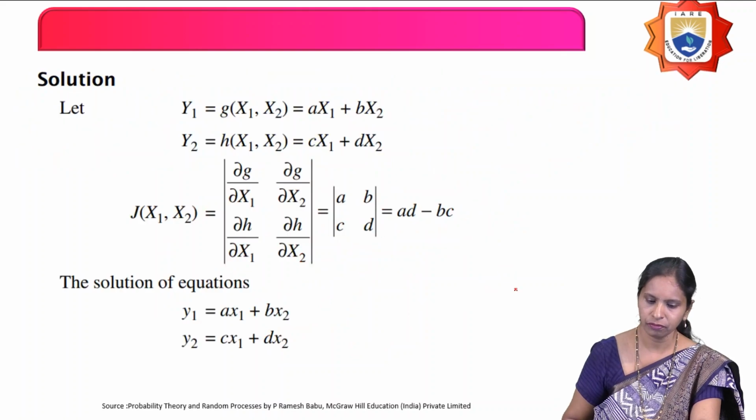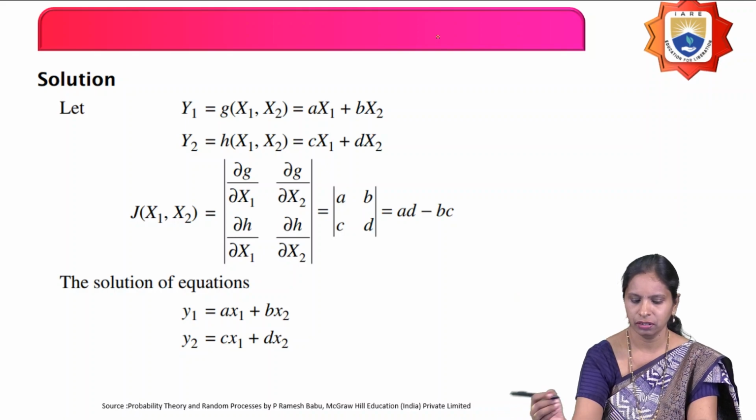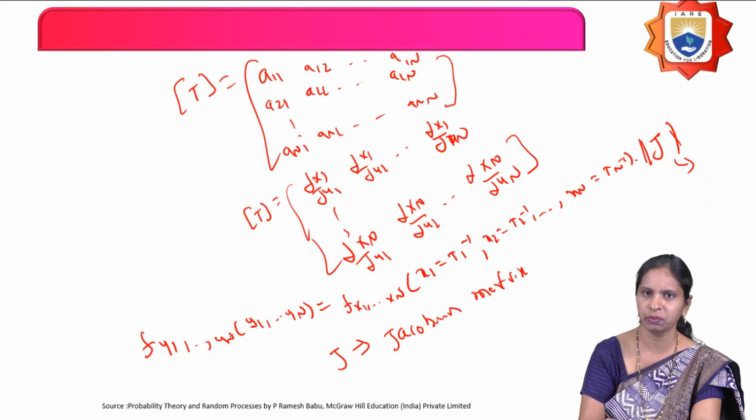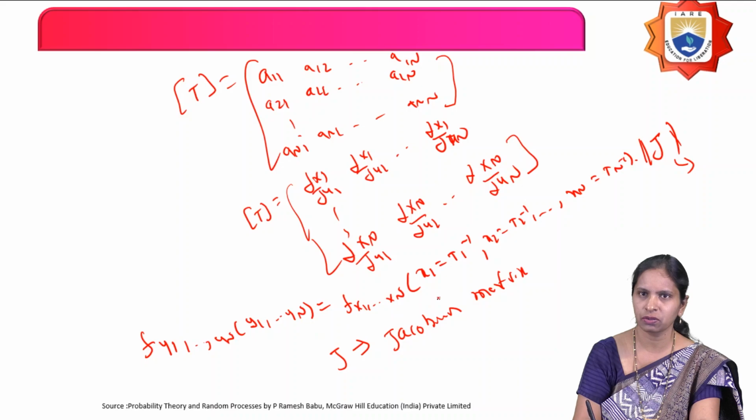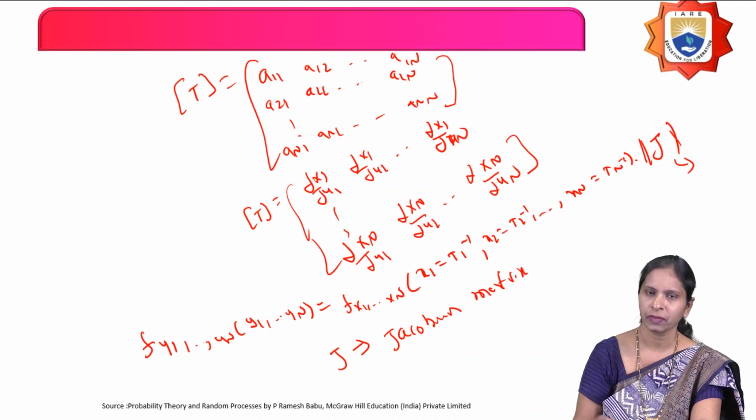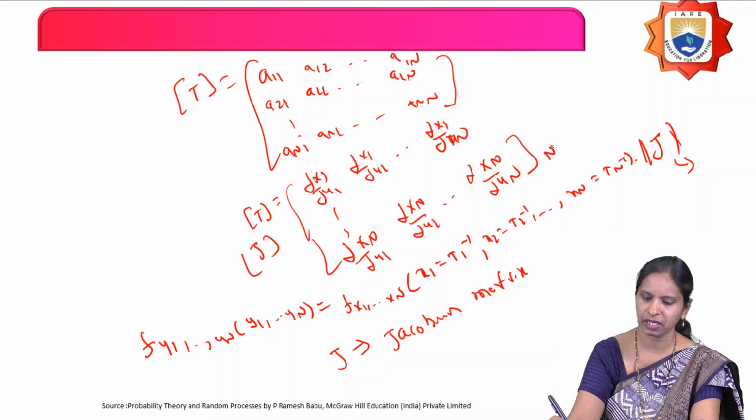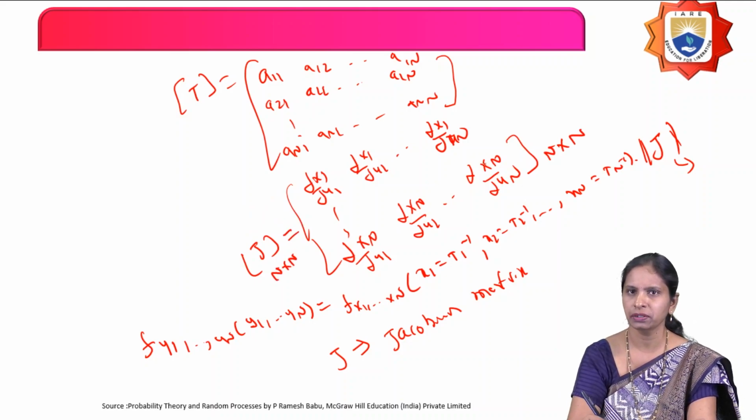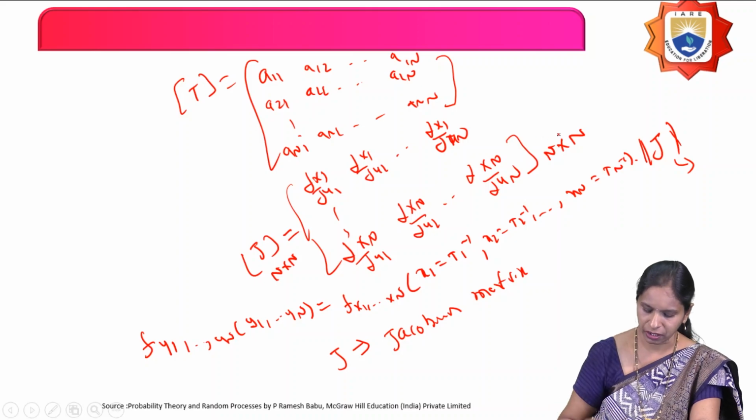So now let us see the solution. What is the transform? The density function of the transformed random variables y1, y2 and so on yn equals f of x1, xn and so on, with x1 equals t1 inverse, x2 equals t2 inverse and so on, xn equals tn inverse, times the determinant of what? The Jacobian matrix of size n cross n. So you have to find the determinant of this matrix.